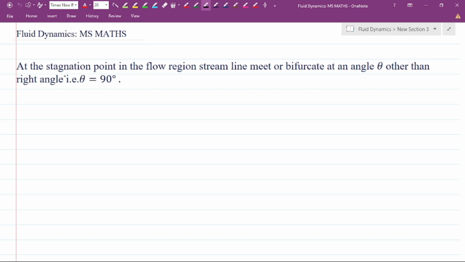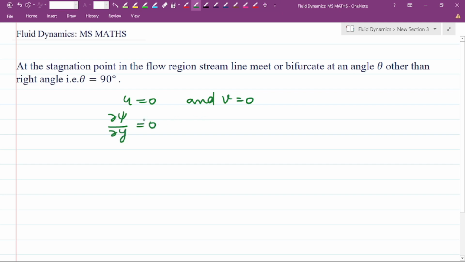One phenomenon will happen at the 90 degree angle, so we have to prove that the angle will be 90 degrees. It means the velocity component at the stagnation point is 0, meaning u is equal to 0 and v is equal to 0. Then ∂ψ/∂y is 0 and −∂ψ/∂x is 0. So both components are 0, which means the stream function is constant.